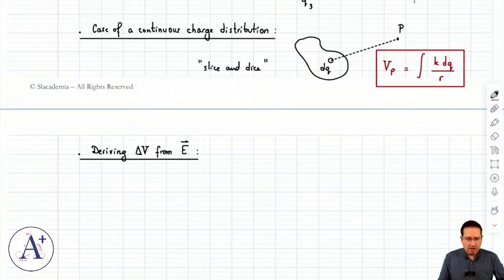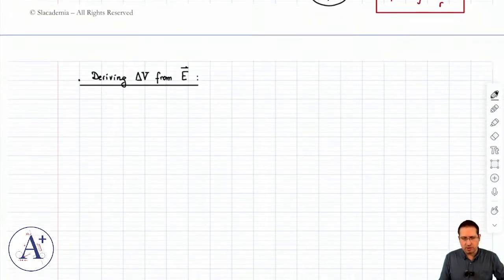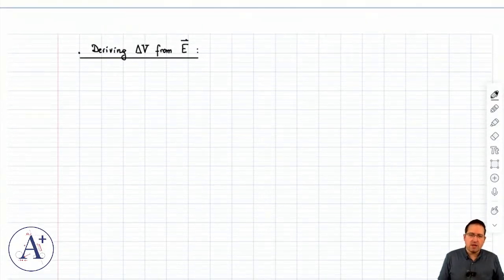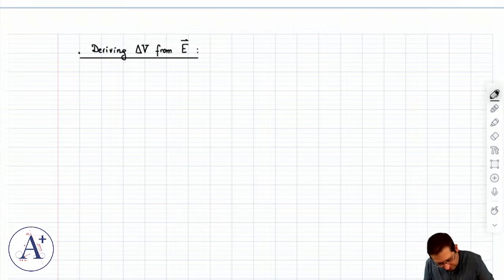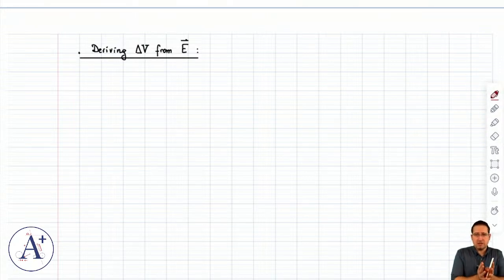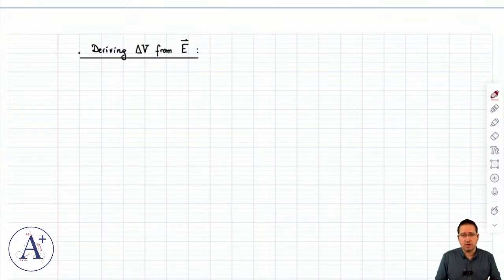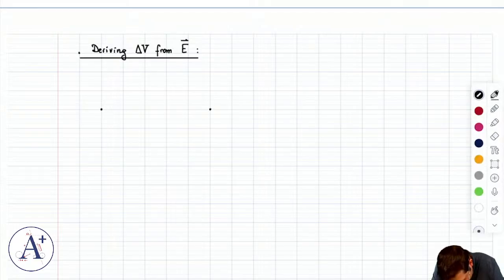Okay. Now I'm going to do a bit of a sidebar here before I give you the formula. But there is a way to derive delta V from E. And of course that doesn't give you V, it gives you delta V. You just get the change directly. You don't know what V1 and V2 are, you just know V2 minus V1, let's say. But that's okay, the change is typically what matters anyway. So let's take an electric field. I'll take an electric field line from here to here.